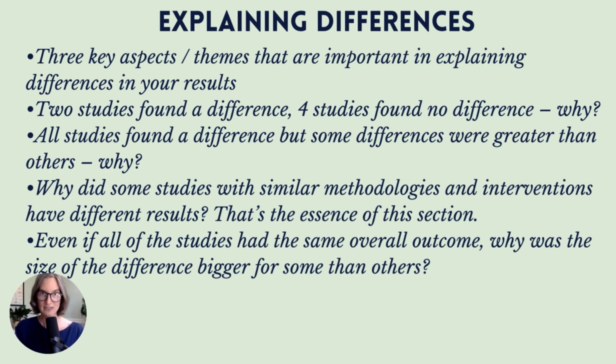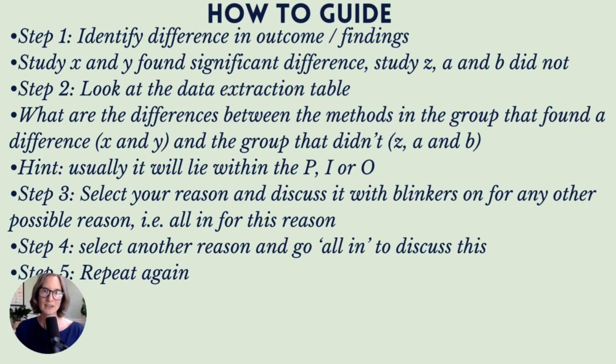So even if all of the studies had the same overall outcome, why was the size of the difference bigger for some rather than others? So this is the how-to guide really on how to do this.